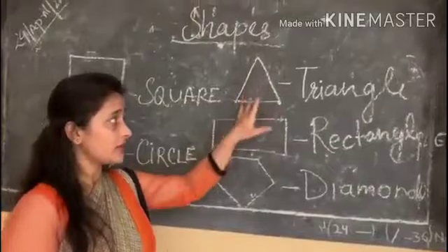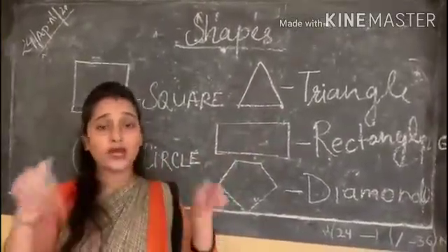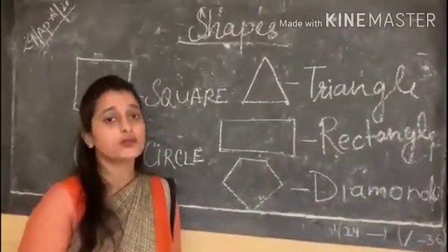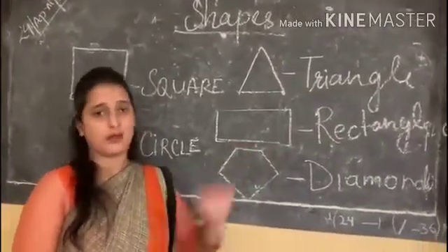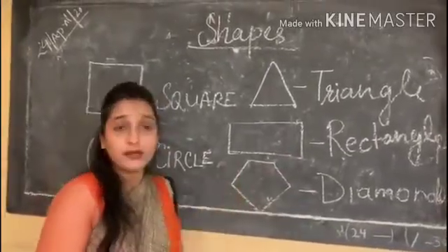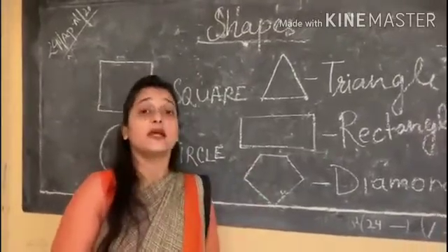And which shape is this? Triangle. There are 3 sides in a triangle. Now come to next. Rectangle. We all have books which are of rectangle shape. हमारे पास books होती है ना जो किस shape की होती है? Rectangle shape. Now come to next. Diamond. There are 5 sides in a diamond shape. How many sides are there? 5 sides. So it is known as diamond.